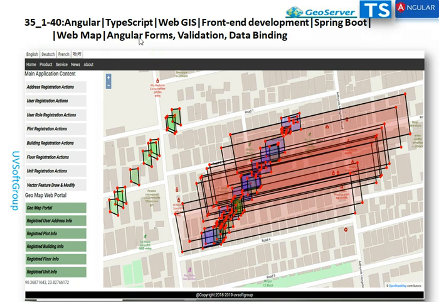Last week I covered Angular forms, the different forms of Angular like template-driven forms, reactive forms, and model-driven forms, as well as validations and data binding: string interpolation, property binding, and event binding. All of that was already discussed in the screencasts here. You can look at this one.